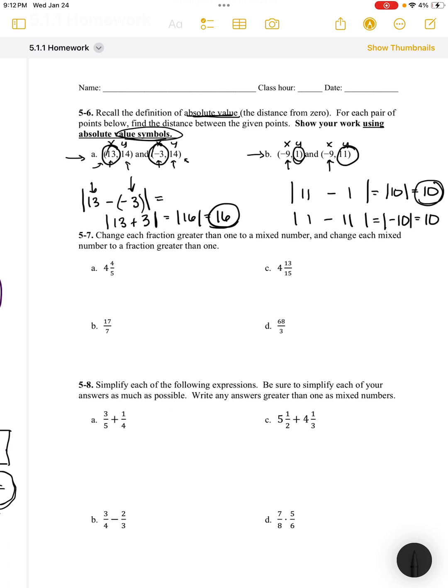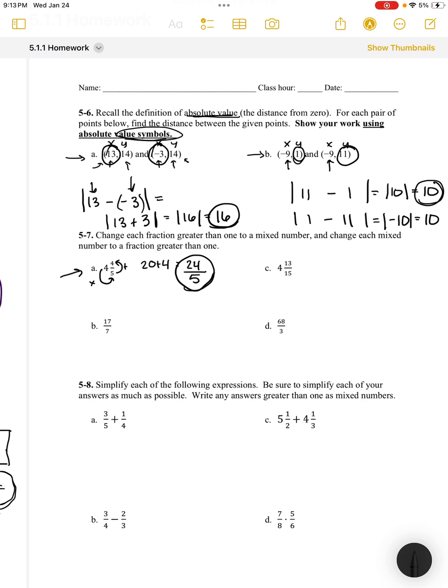Change each fraction greater than 1 to a mixed number, and change each mixed number to a fraction greater than 1. Essentially, part A is going to look like part B, and part B is going to end up looking like part A. To do this, I have to take my whole number and multiply it by my denominator and add my numerator. So 4 times 5 is 20, plus 4 is 24, and I keep the same denominator.